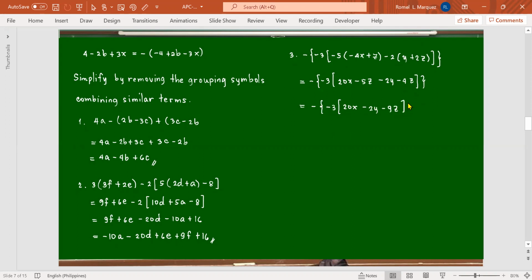Okay? Let's distribute negative 3. So negative 60x, positive 6y, positive 27z. Okay, finally, negate every term inside. So 60x, because preceded by negative, minus 6y, minus 27z. Could you please check, guys? Am I right? Children of the Philippines? Yes, sir. Correct po, sir.